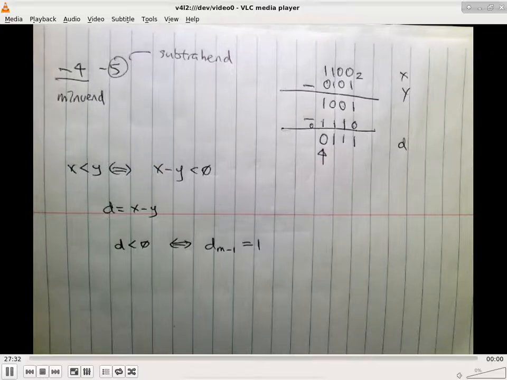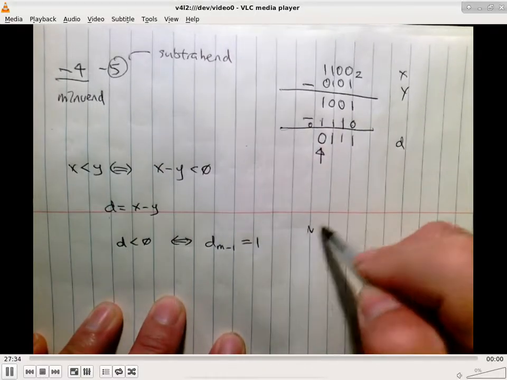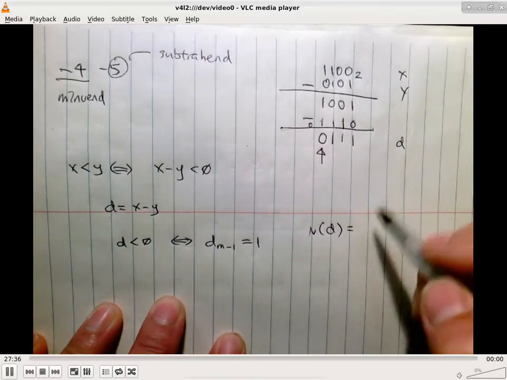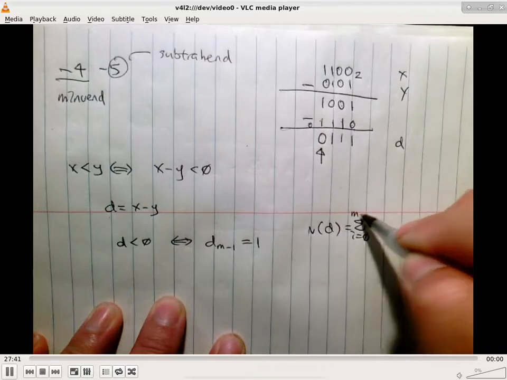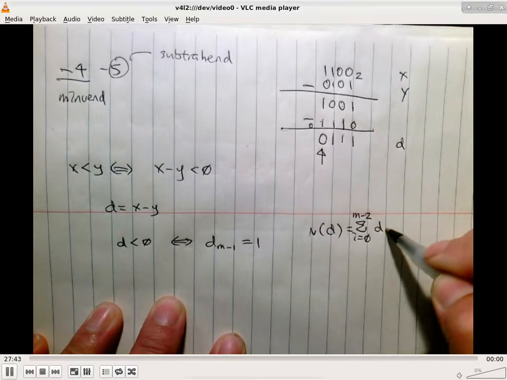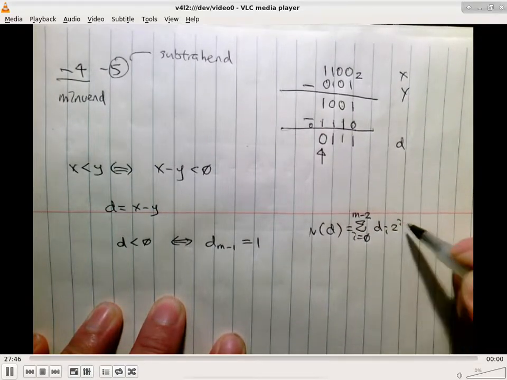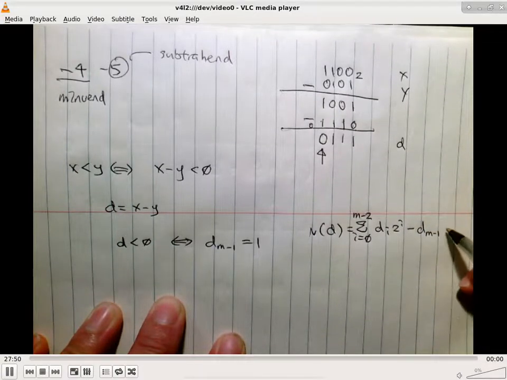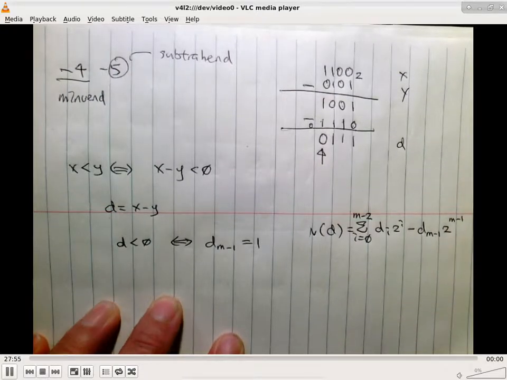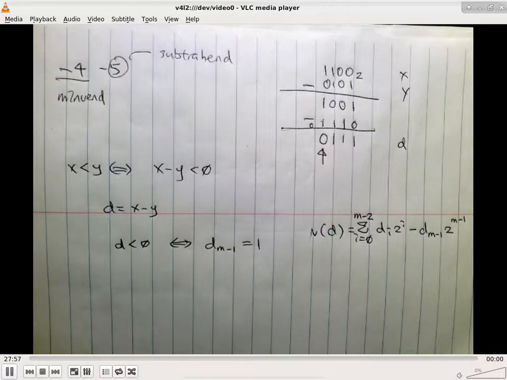This whole thing goes back to the value of D, which is sigma i equals 0 to m minus 2 of d subscript i times 2 to the power of i, minus d subscript m minus 1 times 2 to the power of m minus 1. Do you remember that part? Yes, sort of. Because that's the closed form of the value represented by a bit pattern.